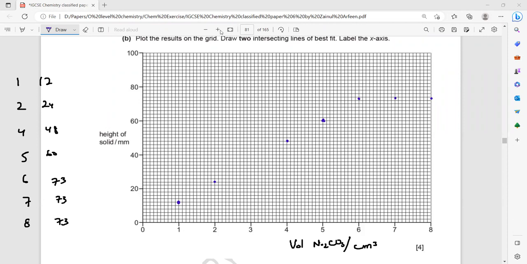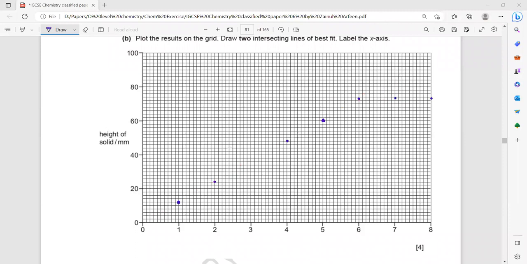So we have to draw 2 intersecting straight lines. First one, this one is the first one. And this one is the second. So these are the 2 intersecting straight lines. You can start from origin as well, this line. So this is representing 2 intersecting straight lines and best fit straight lines. And we already labeled the x-axis. Then the next part of the question.